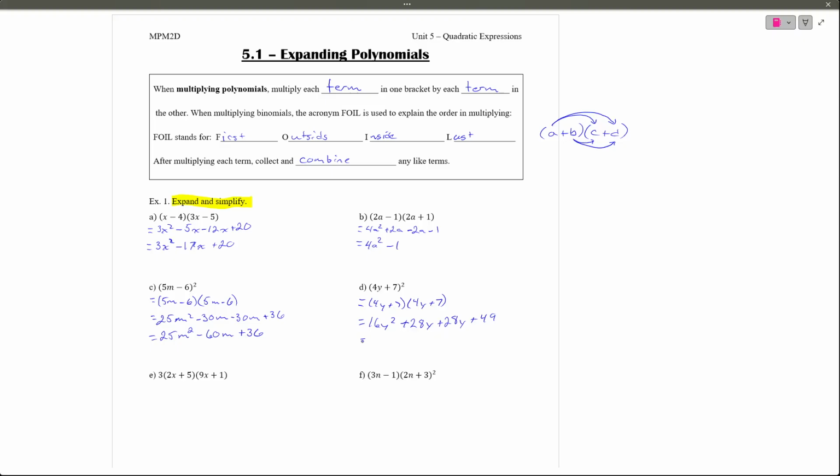And now we can collect our like terms. The only like terms we have are the two y terms over here. So 16y squared gets left alone. Now we have 28 plus 28, that's 56.